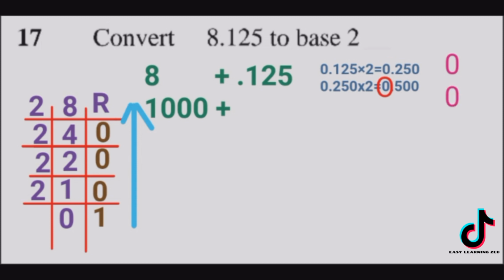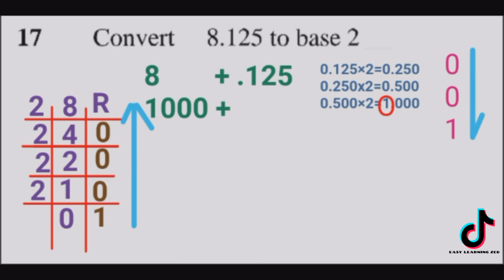Then we are going to multiply 0.500 by 2, which is going to give us 1.0000. Now we are going to pick this 1 and write it here. Since we have come to a stage where we have got zeros on the decimal places, that means our calculation has ended. You just need to make sure that when you multiply by 2, you come up with the decimal places which are 00. Then we can write our answer.